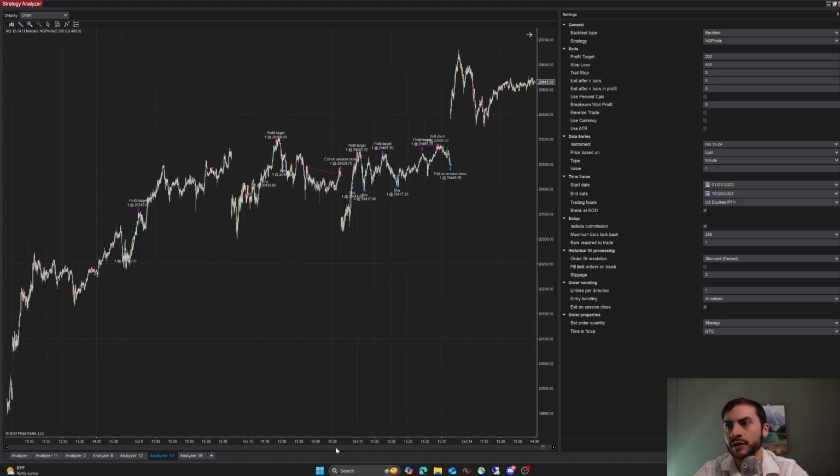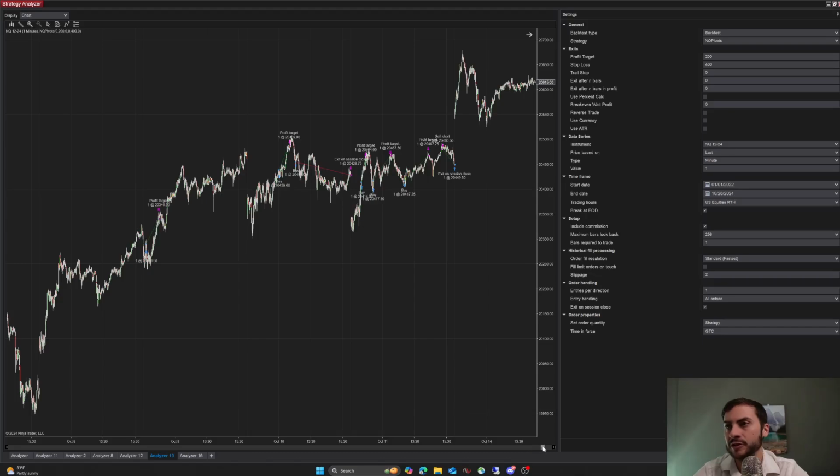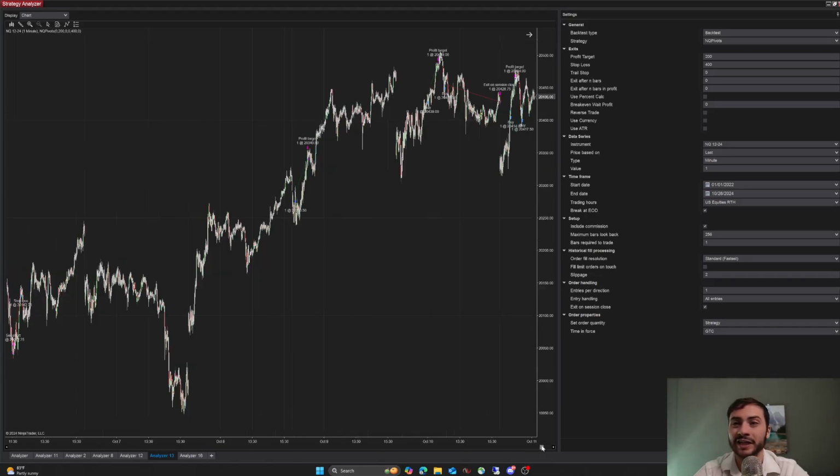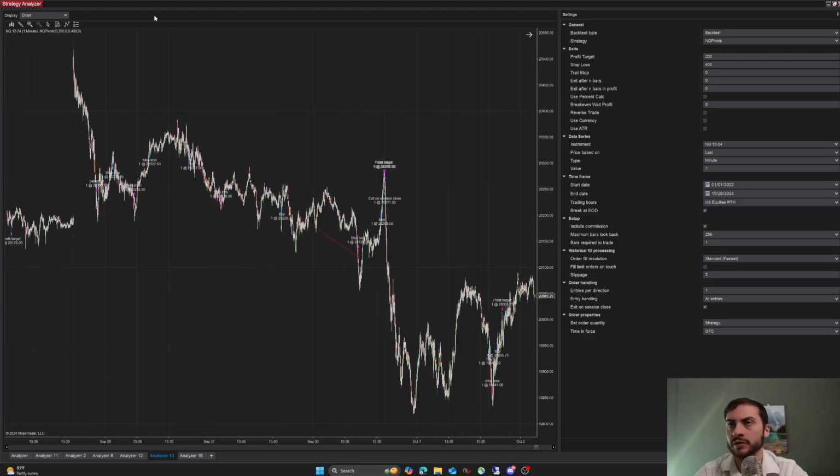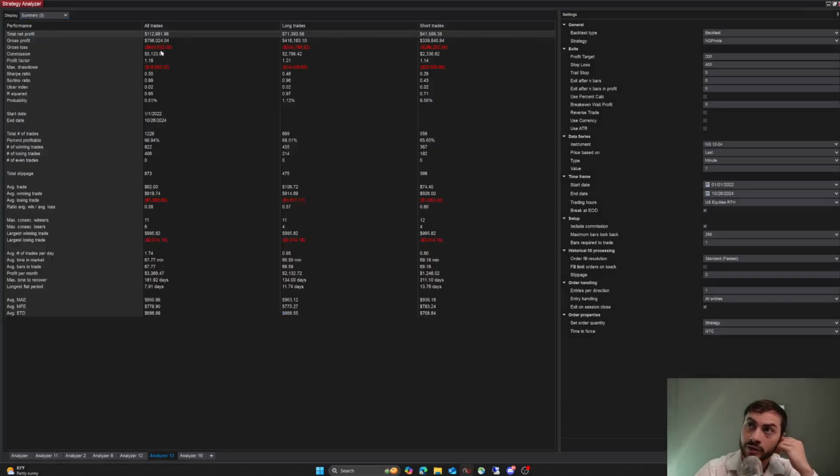You can't just be holding till the end of the day on counter trend strategies, because when you're going against the trend, it's only usually for a short period of time. Of course, it doesn't always work out and we can see that the strategy has some losses, but overall it's net profitable and it's good to see.